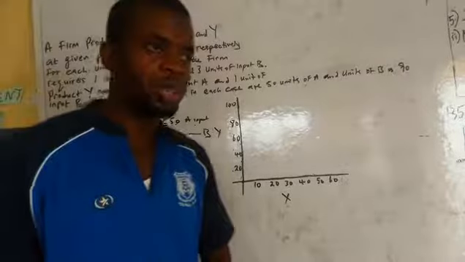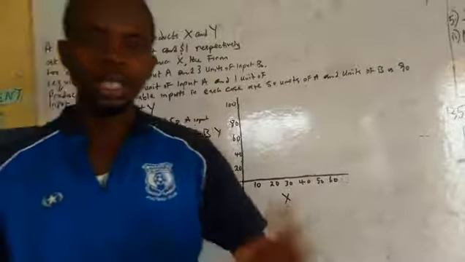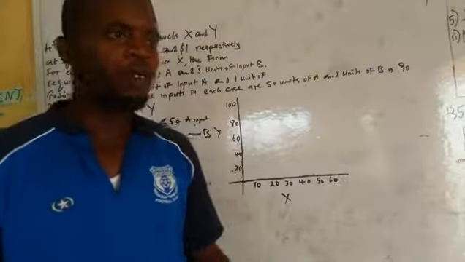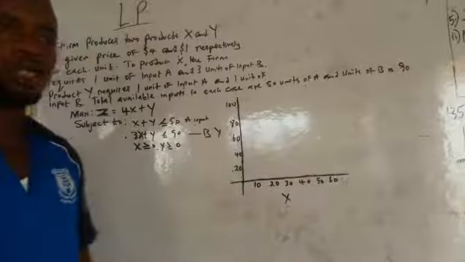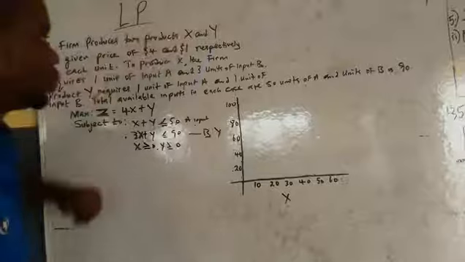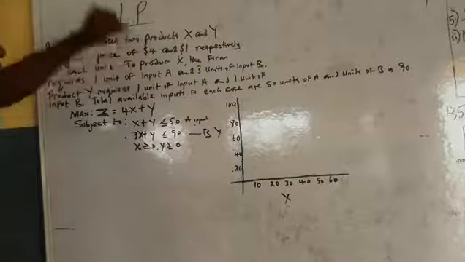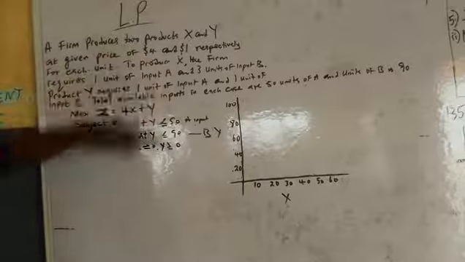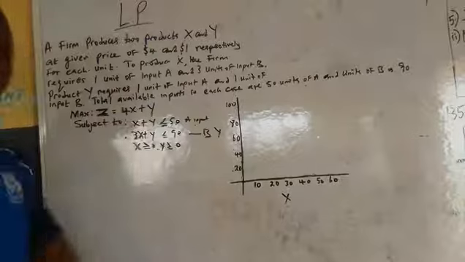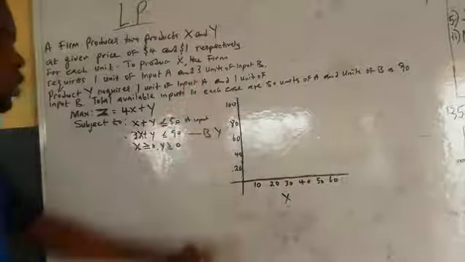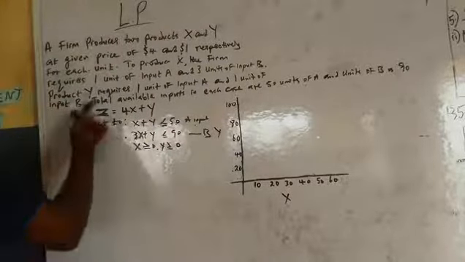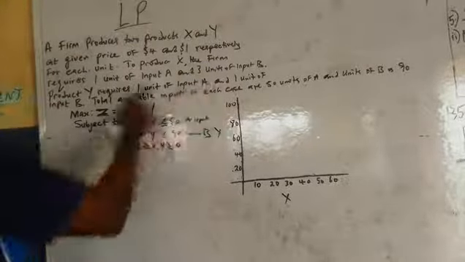Now, to produce these products, you need two inputs. Like if you want to produce bread, you don't need only flour; you need margarine, yeast and some other things. For these products, we don't need 3, 4, or 5 units of inputs. We just need two inputs, A and B. To produce X, the firm requires 1 unit of input A and 3 units of input B, and that will produce 1 X. And to produce Y, we require 1 unit of input A and 1 unit of input B.